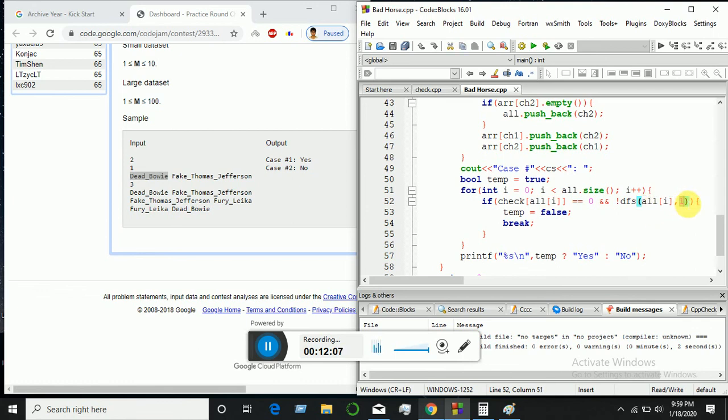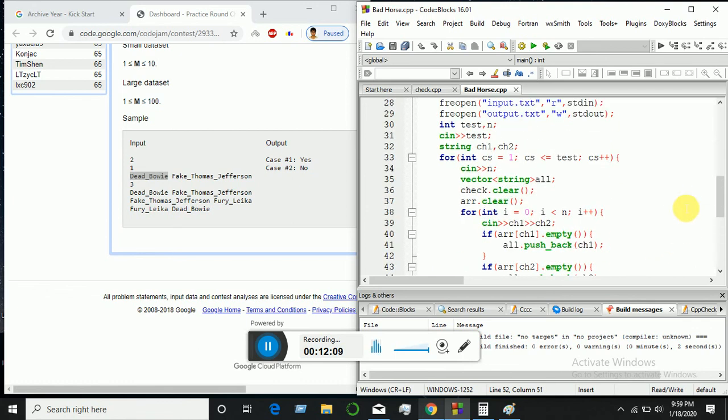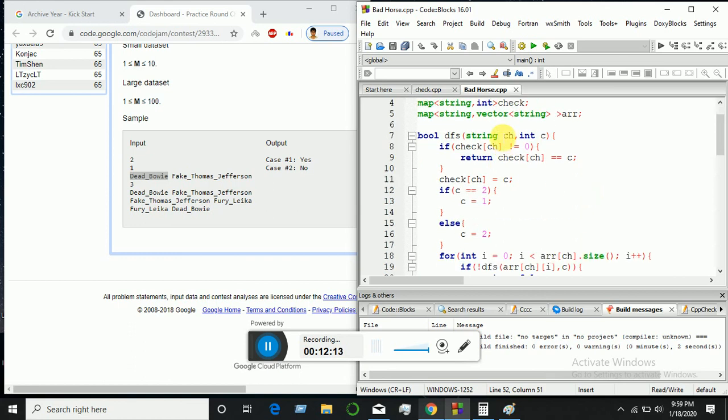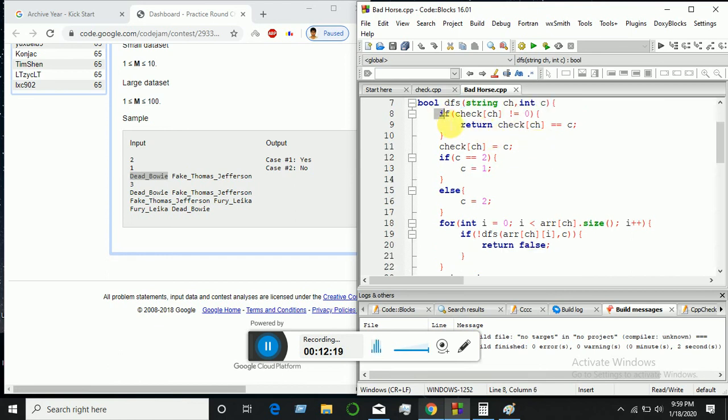And then second, the value I have to initialize. Then I give it the character and the value of initialization. If it is already initialized and it is not matched, then it must return false because it is not possible. And if it is initialized and the value matches c, then return true, right?